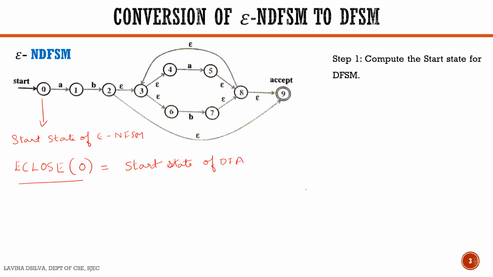What does E close of state 0 tell us? E close of state 0 tells us that we have to calculate all the states which are reachable from this state 0 on an epsilon transition. Here we can see that there is only one transition for state 0, and that is on input A. It goes to state 1. Therefore, E close of 0 is state 0 itself. We will call this state number A.